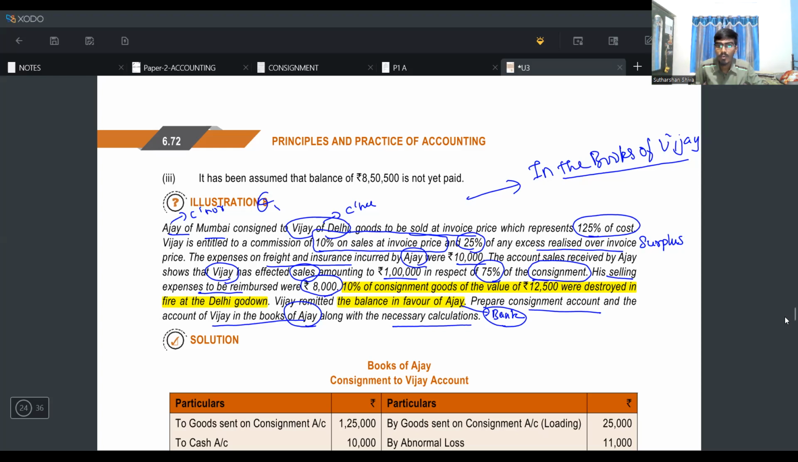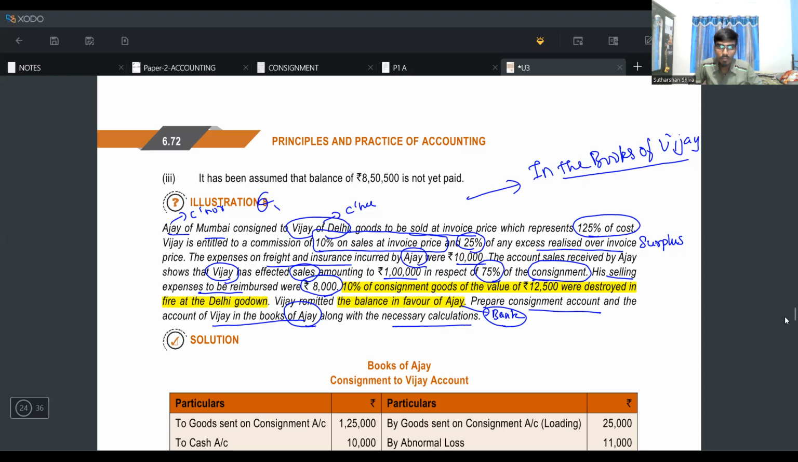Then we move on to the valuation process. In this question, valuation process is most important. Use particulars. Working note 3, valuation. Particulars, percentage, amount. Here there is only a percentage, so we are choosing percentage.